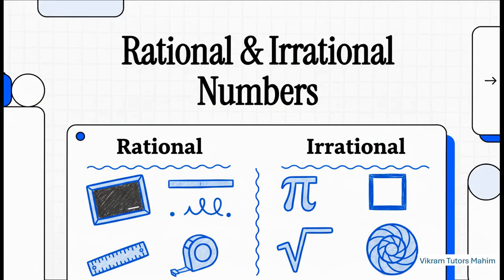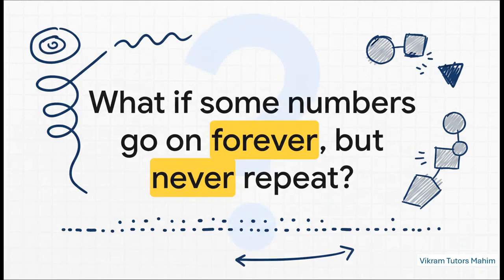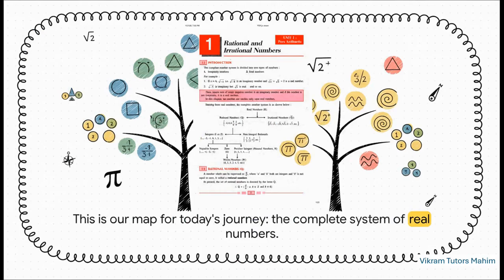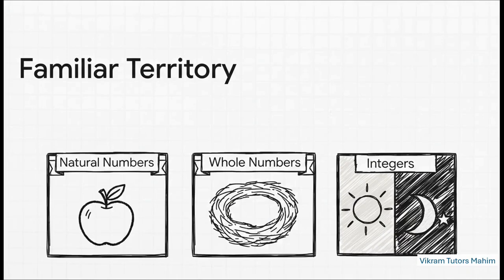Let's dive into two types of numbers that shape our world, the rational and the irrational. So, what if some numbers just go on forever, but they never, ever repeat a pattern? Okay, think of this as our map. It's the entire system of real numbers we're exploring.